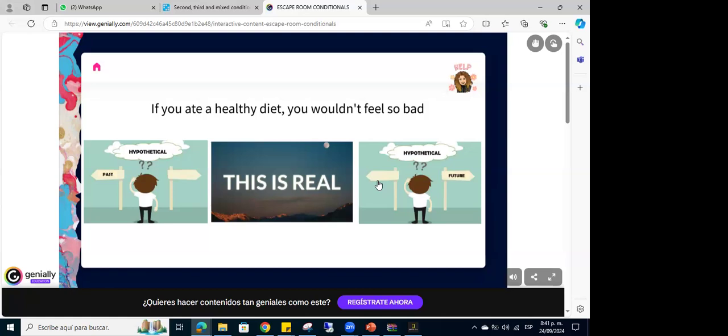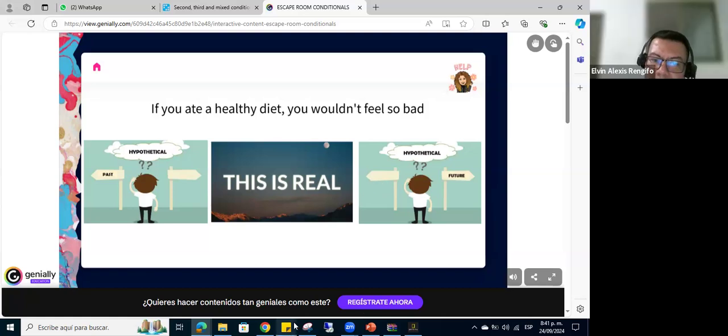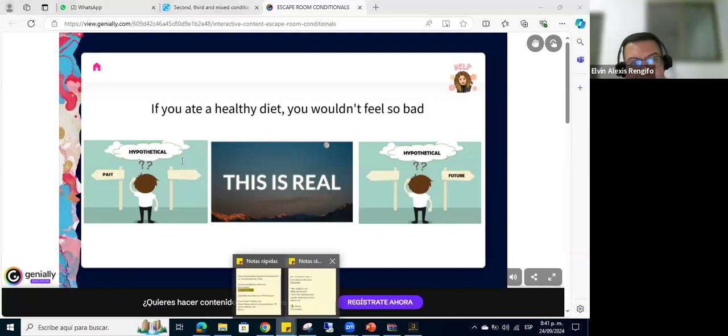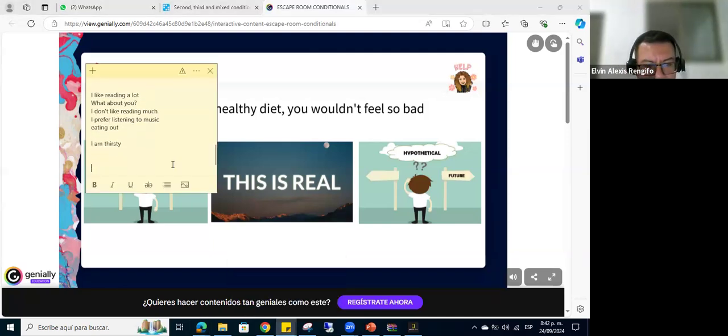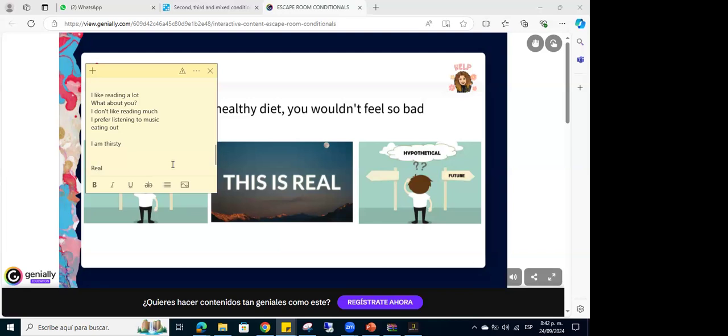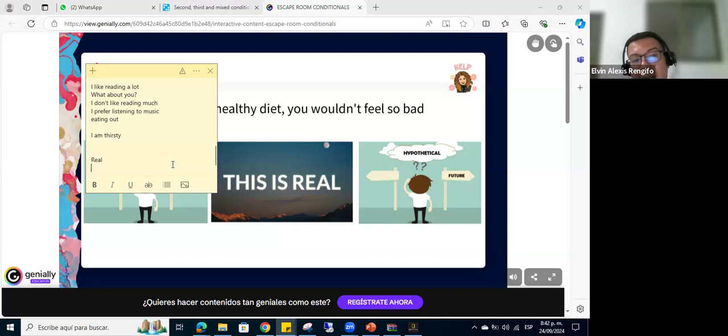Because you ate a healthy diet, you won't feel so bad. Number one, remember that the first two conditionals, condition 0 and condition 1, are called real conditions because they express real situations. You understand? Condition 2 and condition 3 are called unreal because they express unreal situations. So condition 2 expresses unreal in the present.